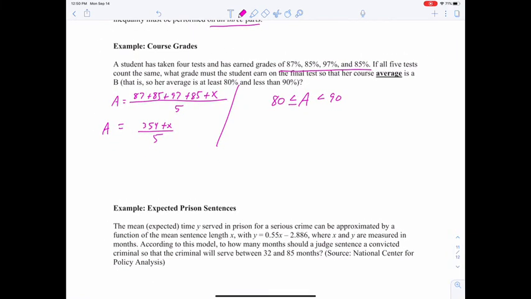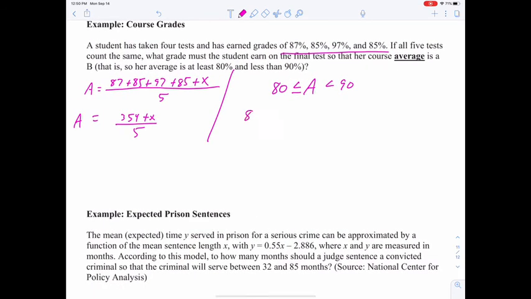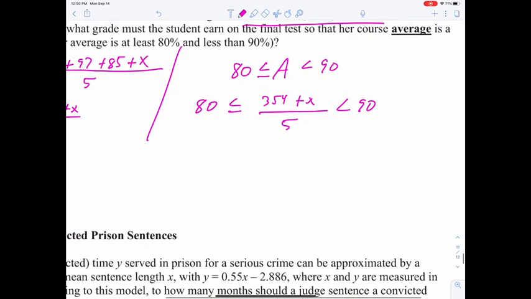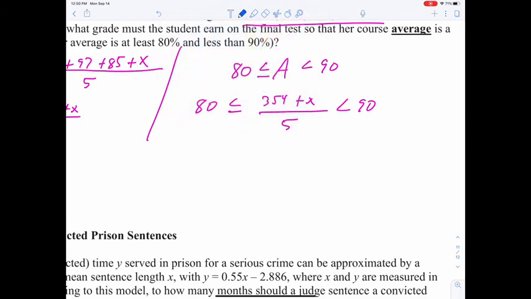Because they're trying to figure out what grade on that fifth test will give them a B only, not an A. Okay? All right, well, we just said the average equals that over there. So we get 80 less than or equal to 354 plus x over 5 less than 90. So now this is what I was talking about, right? Whatever we do to isolate x, we do to all three parts. So part 1, part 2, part 3. The left, the middle, and the right.